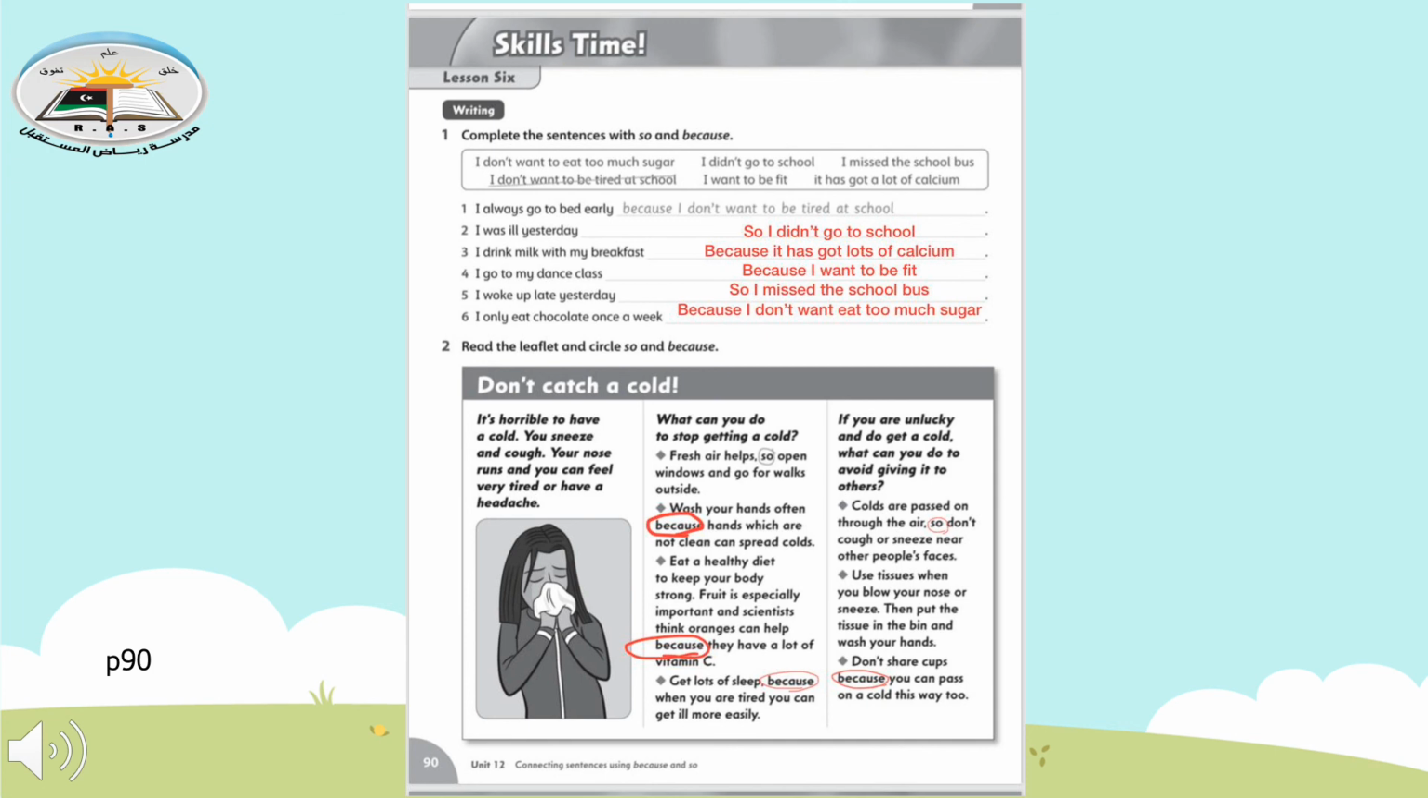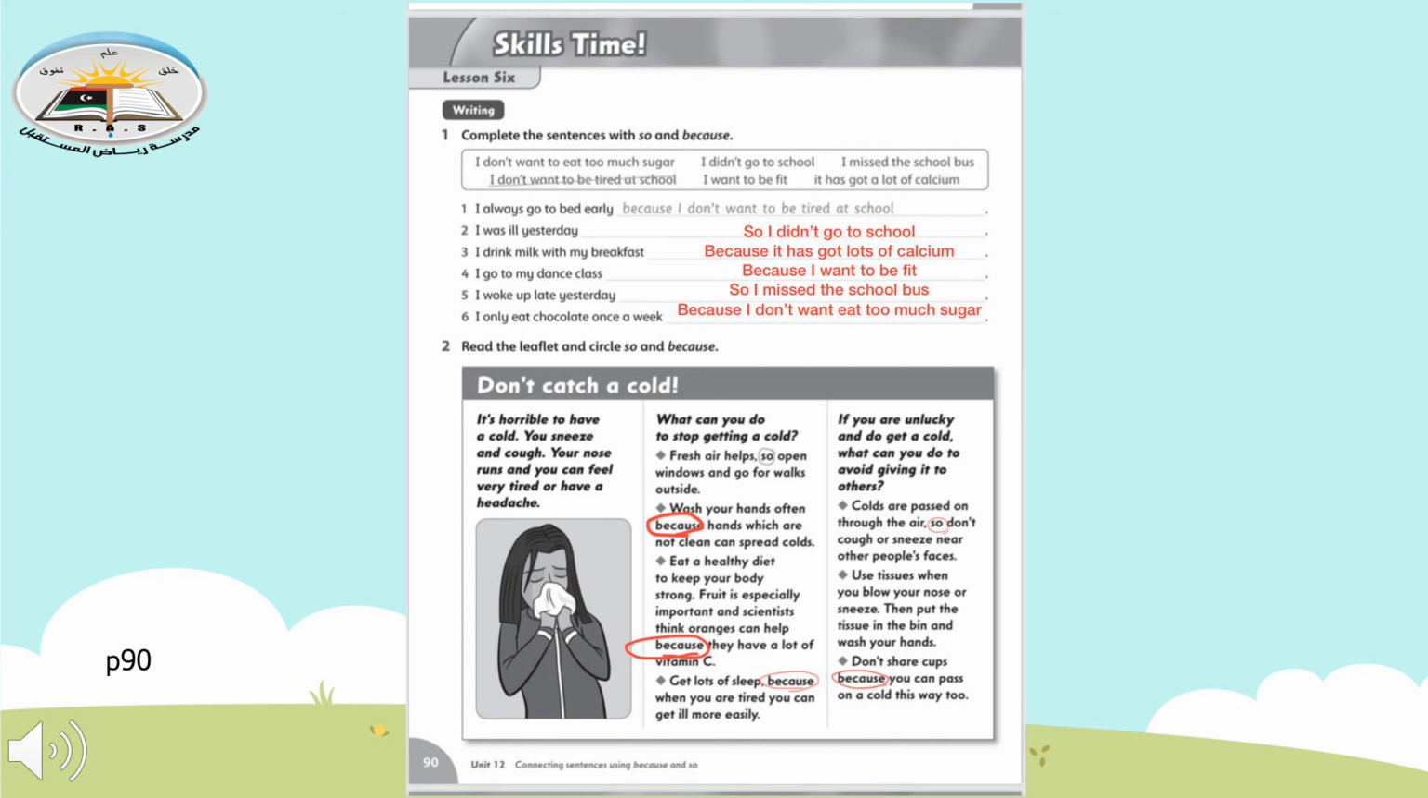So number 1, the answer is because I don't want to be tired at school. Number 2, the answer, so I didn't go to school. Number 3, the answer, because it has got a lot of calcium. Number 4, the answer, because I want to be fit. Number 5, the answer, so I missed the school bus. Number 6, the answer, because I don't want to eat too much sugar.